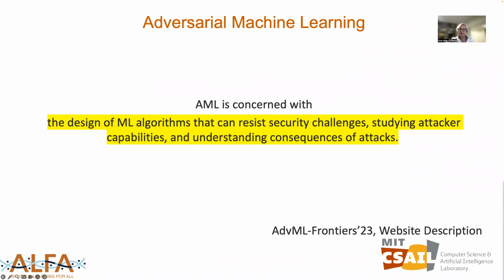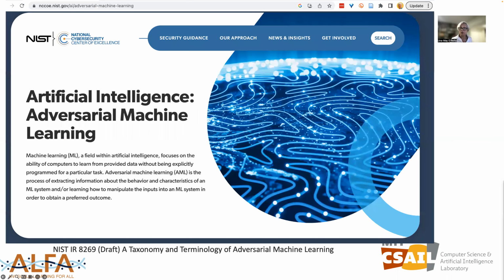So what is adversarial machine learning? The description of adversarial machine learning on this workshop's website considers threats or adversarial behavior. It states, AML is concerned with the design of ML algorithms that can resist security challenges, studying attacker capabilities, and understanding consequences of attacks. There's a more general and pluralistic definition on the NIST website, where there's a page documenting an effort to standardize and taxonomize adversarial machine learning.